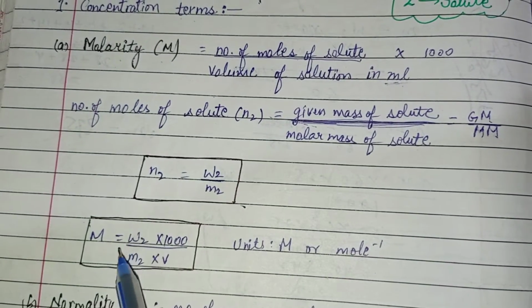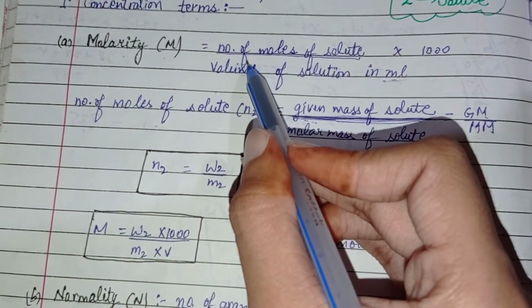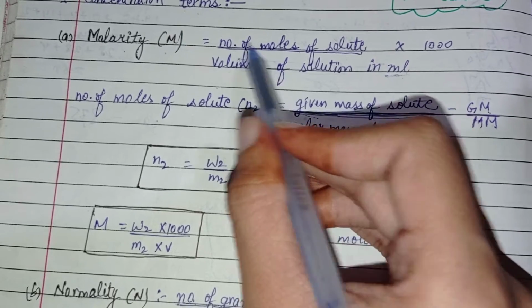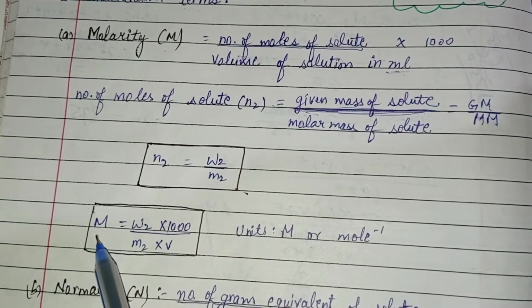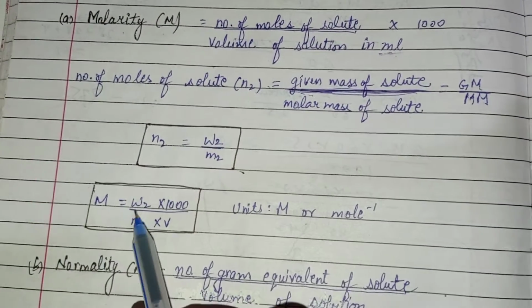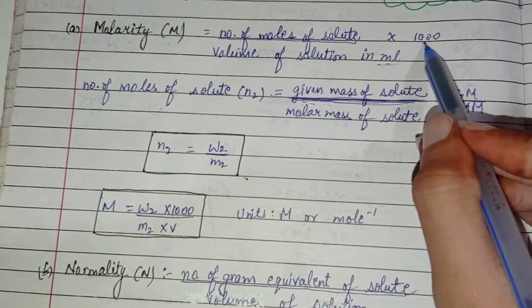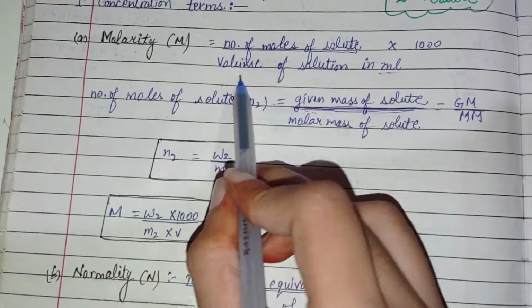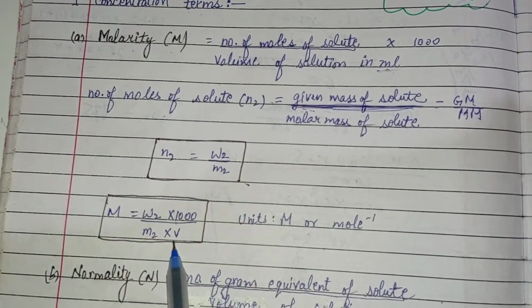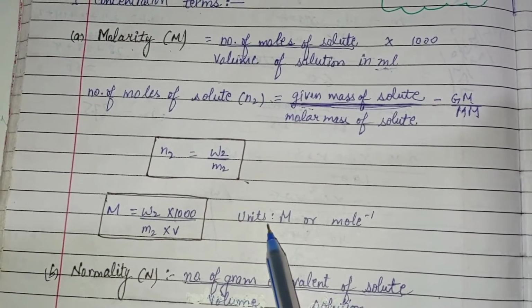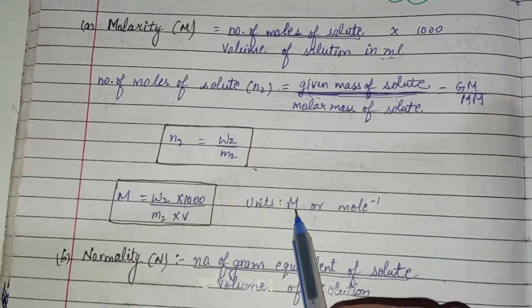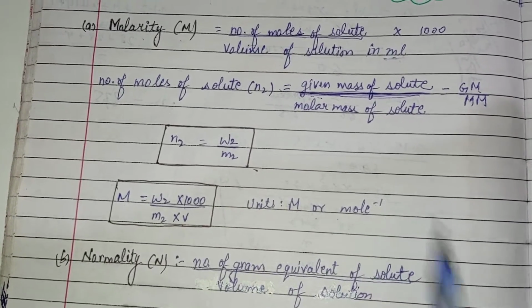Okay. Now we will put this in the molarity formula. So the formula will become capital M is equal to W2 upon M2 into 1000 upon volume of solution in milliliter. So the units of molarity are capital M or mole per liter (mole L inverse).